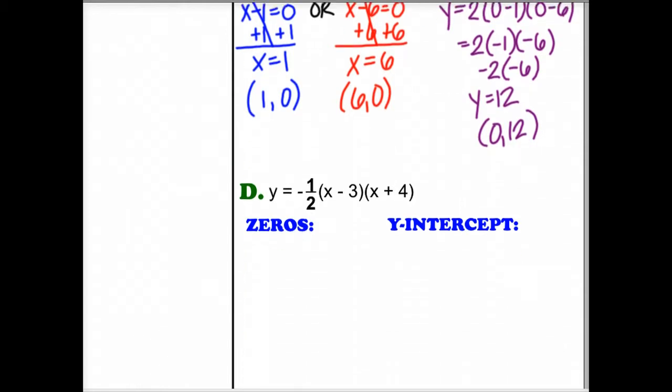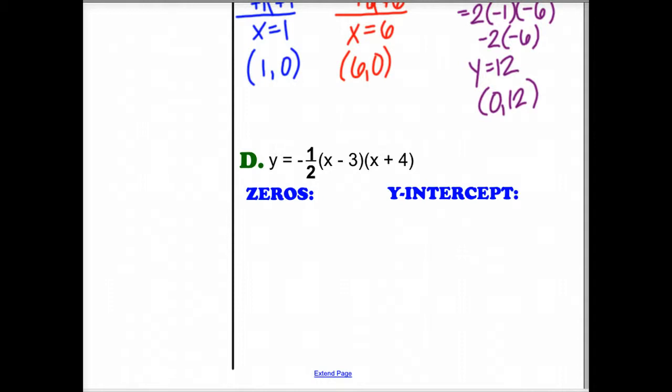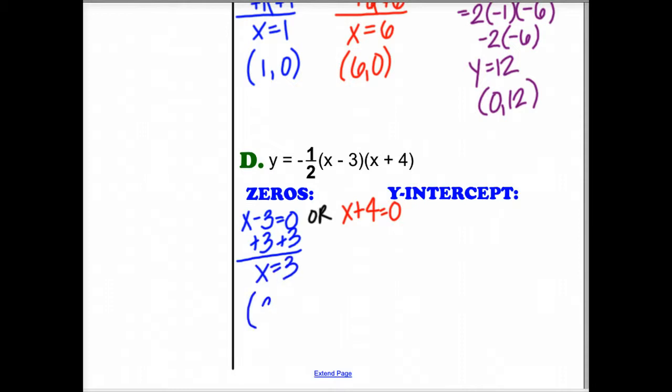Finally, this last one is a little bit different just because we have that fraction in there. So for our x-intercepts, we have that x minus 3 equals 0, or we have that x plus 4 equals 0. Solving these, we first add 3 to both sides, giving me x equals 3, so therefore my x-intercept, or zero, is (3, 0). And here we subtract 4 from both sides, giving me x is equal to negative 4, which means my other root is (-4, 0).